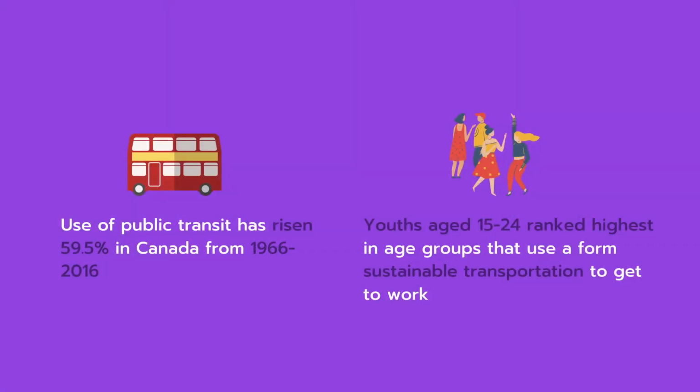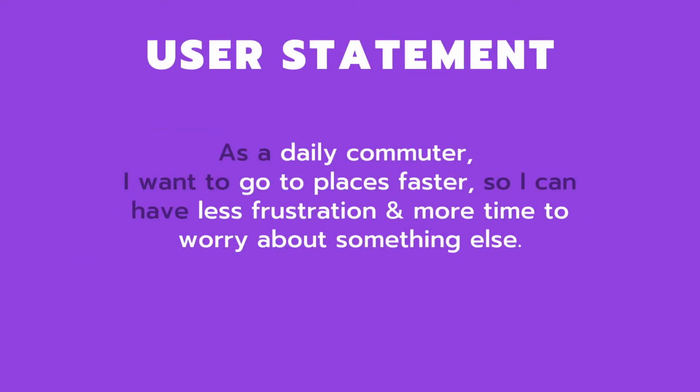1, we found that in Canada, the use of public transit has risen by more than half from 1966 to 2016. And the age groups that used sustainable transport the most were youth aged 15 to 24. With all the research we conducted, we created this user statement. As a daily commuter, I want to go to places faster so I can have less frustration and more time to worry about something else.